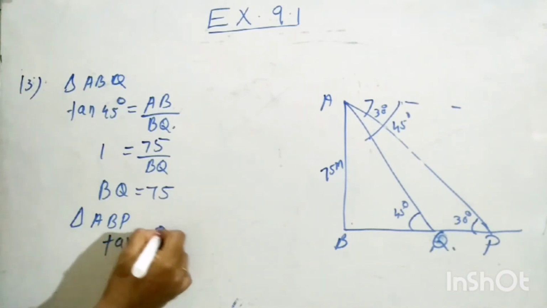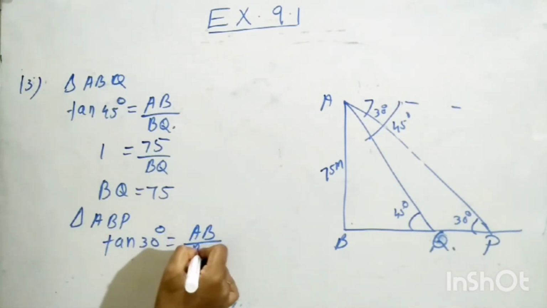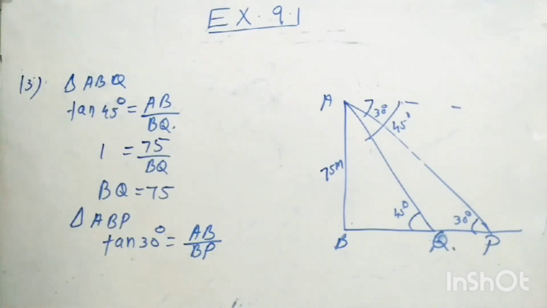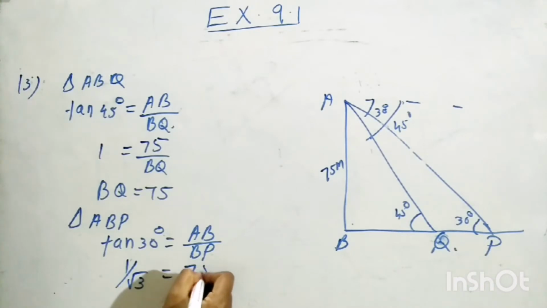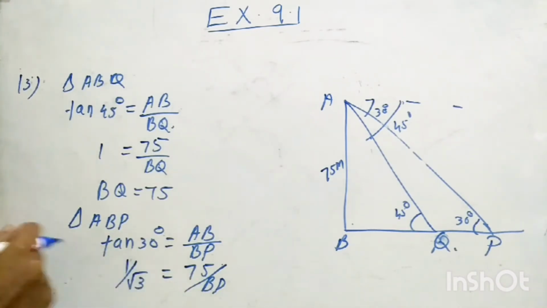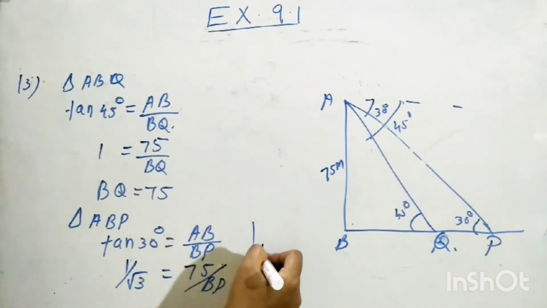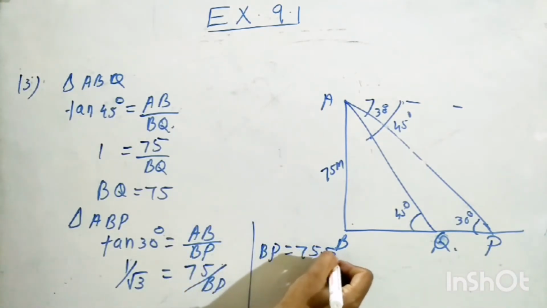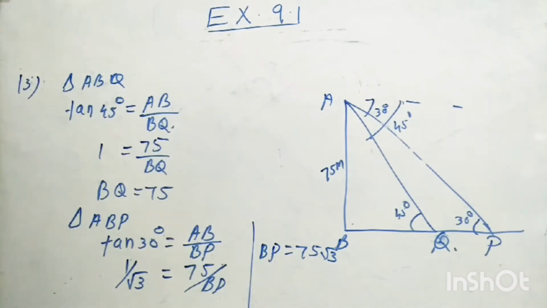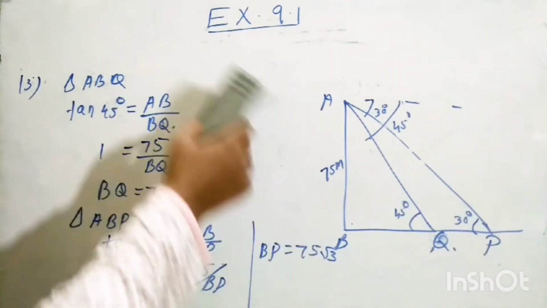Now in triangle ABP, tan 30 degree is equal to AB by BP, and tan 30 degree is 1 by root 3. So 1 by root 3 is equal to AB, 75, divided by BP. Just do the cross multiplication, then you will get BP equal to 75 root 3. Actually, we need to find QP, the distance between the two ships.